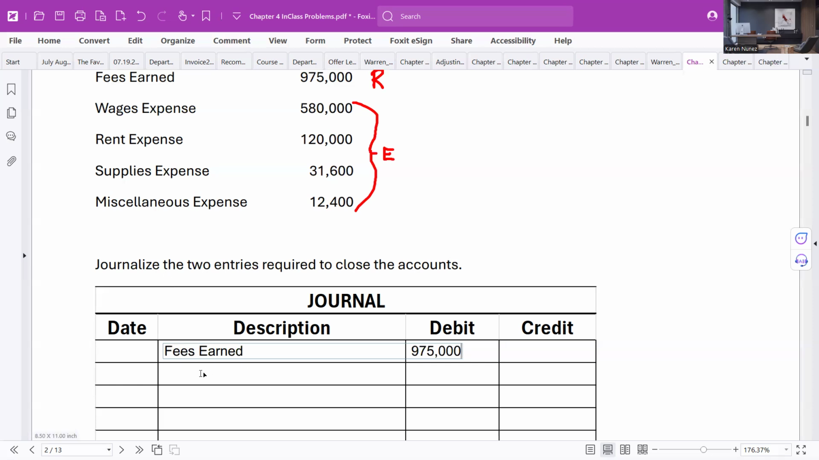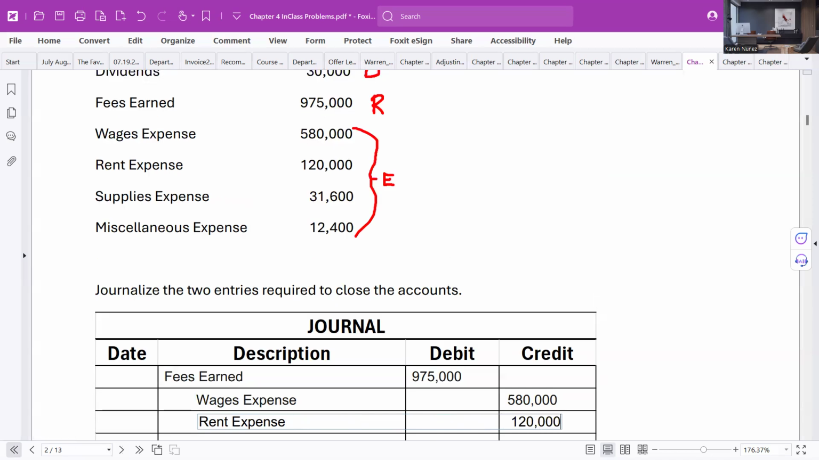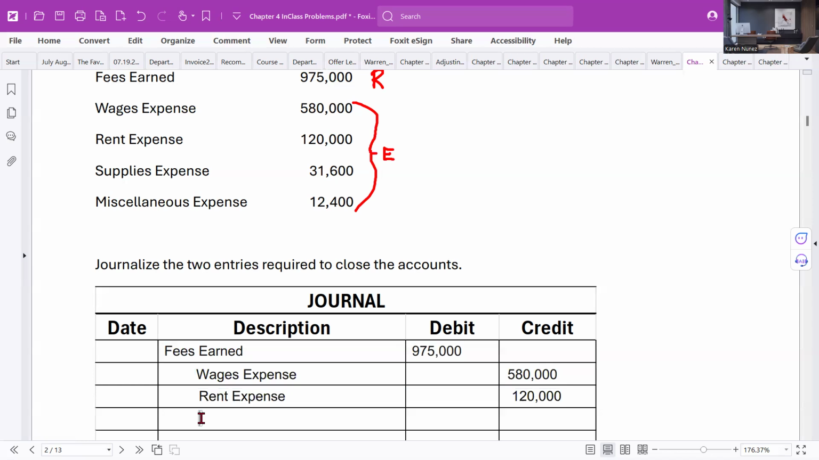And then we want to close out the expenses. Remember, expenses normally have a debit balance, so to close them, we'll be crediting them. I'll do them in the order that they're listed there. We've got this wages expense, and the wages expense is 580,000. And then the rent expense is 120,000. And then the supplies expense is 31,600.